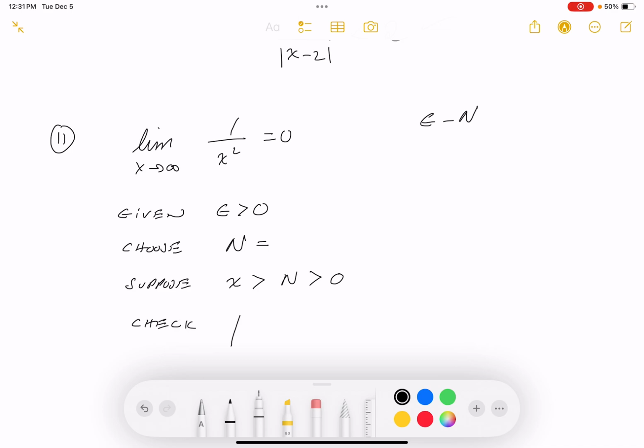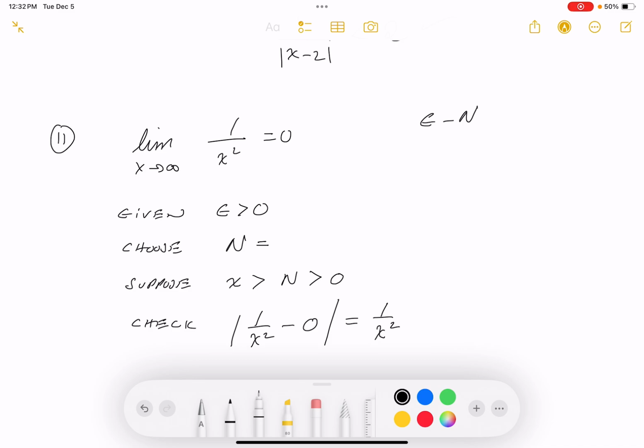That 1 over x squared minus 0, that's the limit's value, by the way. The function minus the limit's value. What does that equal? Well, if x is greater than 0, this is defined everywhere. It's just going to be 1 over x squared. All right, that's if x is greater than 0. That's what it equals.